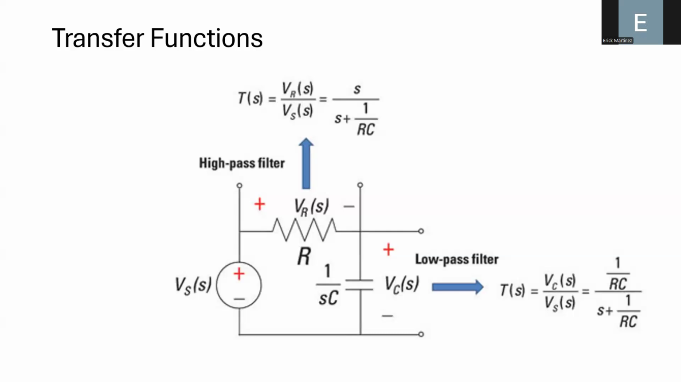By knowing that s is equal to sigma plus j omega, we can say that we want sigma equal to 0, because I am not interested in the transient behavior of the system. I want to focus on the frequency domain behavior, but that is basically a Fourier transform. We are basically analyzing the frequency domain behavior of these RC circuits.